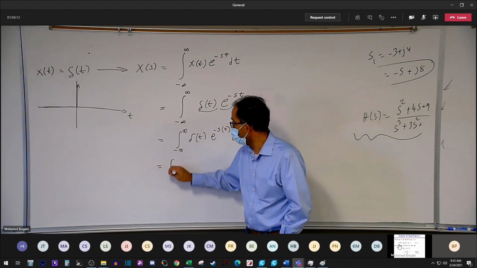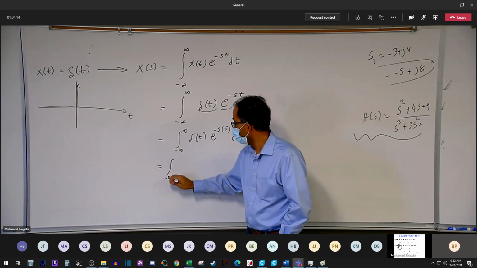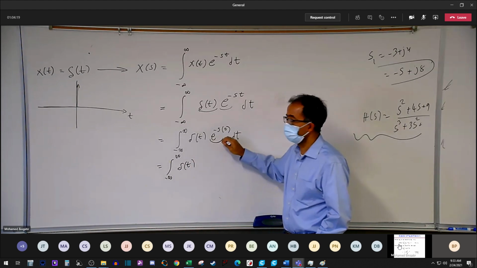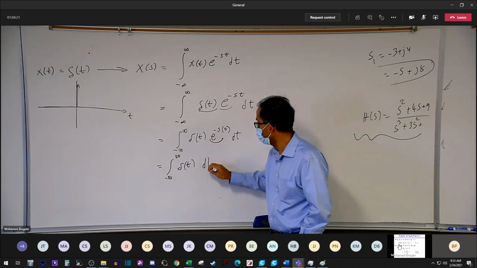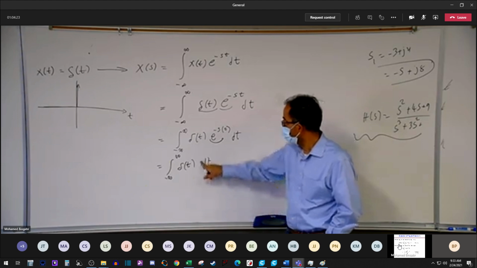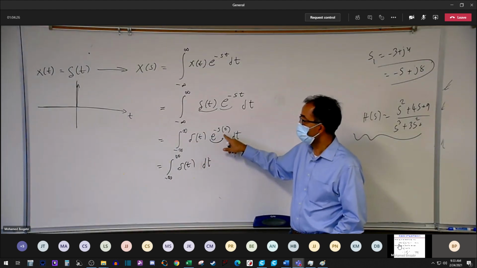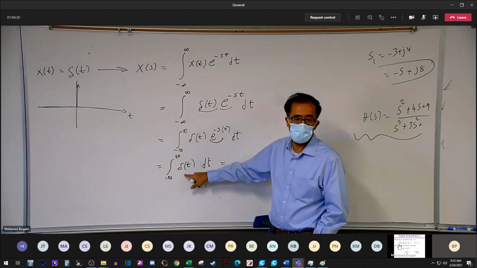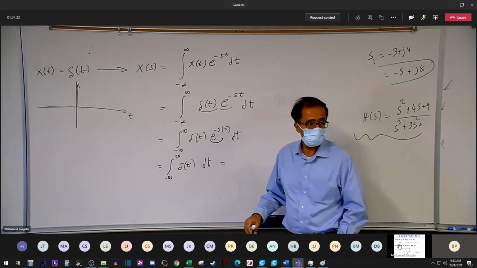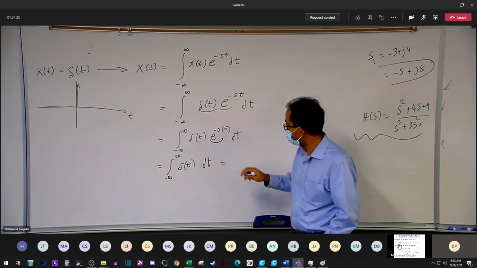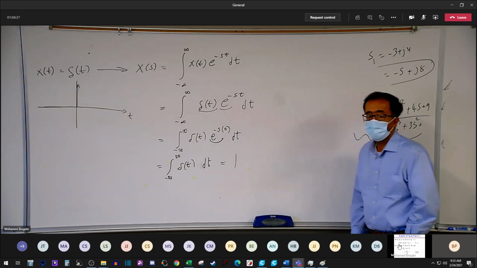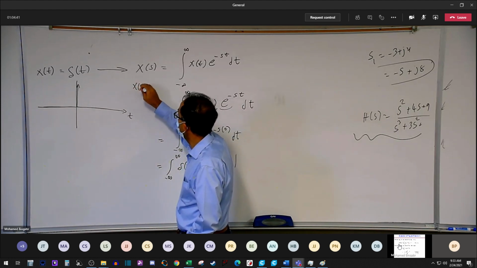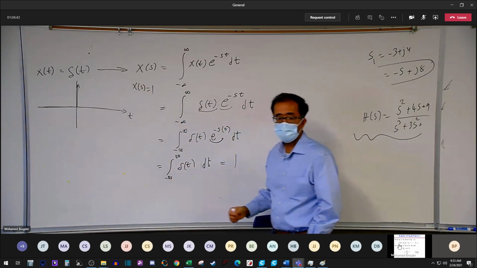And one more step here. Now these just equal 1. Let's plug in 0, this is 1. And now the integral of an impulse is just the area under the impulse, and we said that area is 1. So X of s equals 1. What does that mean?